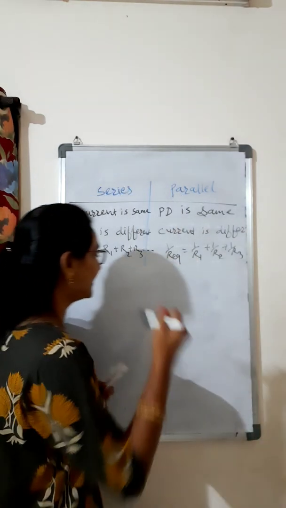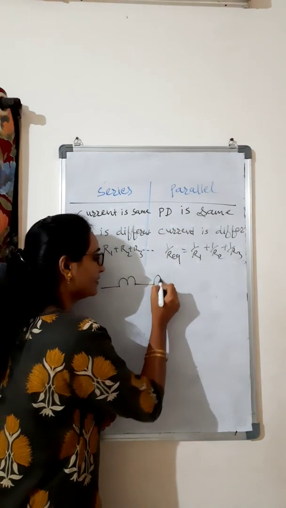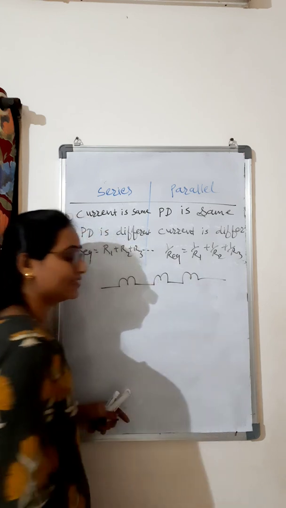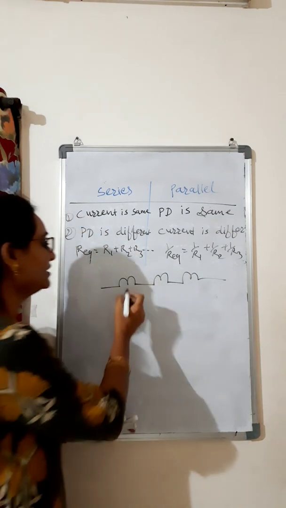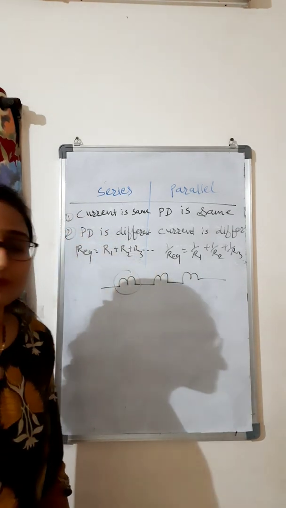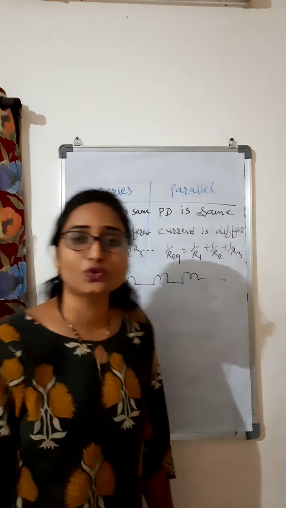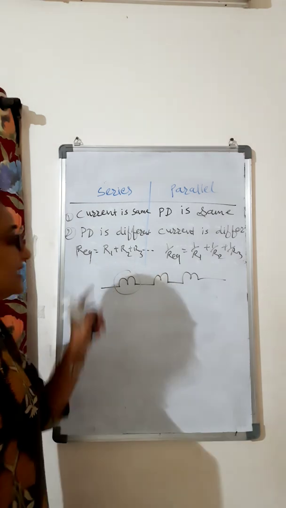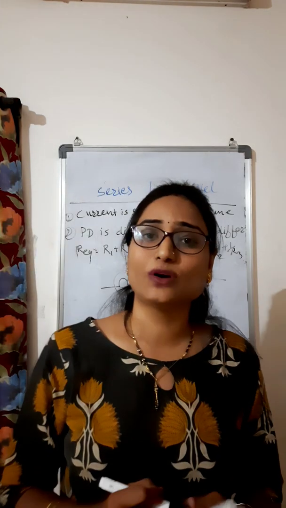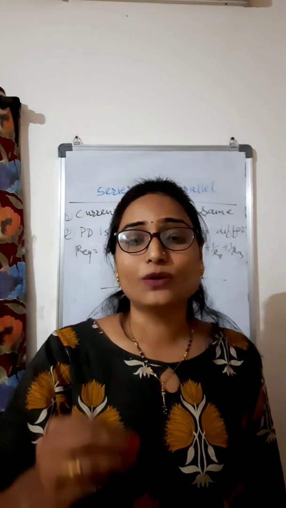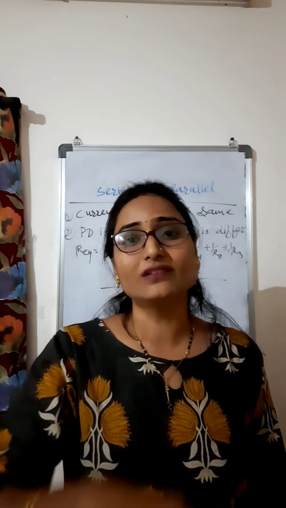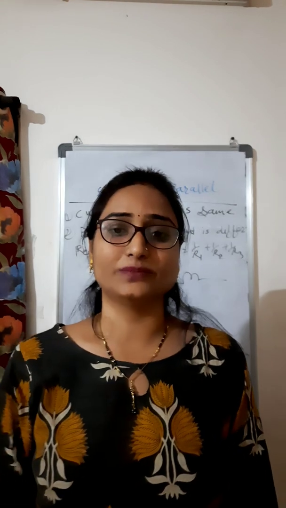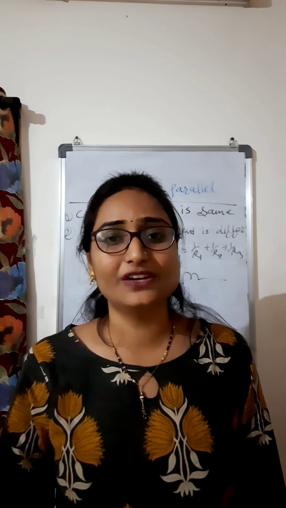Suppose I connect 3 bulbs in series connection, and suppose one bulb gets fused. The other 2 bulbs will also not work. So this is the disadvantage of series combination: if one fails to work, all others will fail to work.